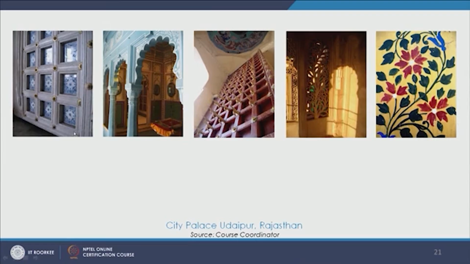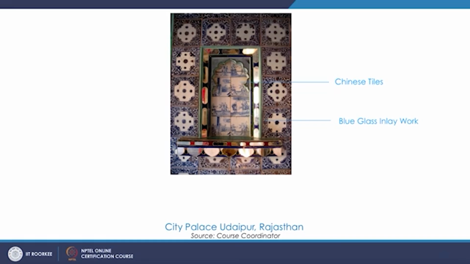Some more details. Here we see again some glass inlay, some timber and metal work. Here we see some surface painting, surface finishes. Here on the ceiling again we see some paintings. It is about the Ras Leela, and we see Lord Krishna over here. We see timber and metal work, again stone jali over here, and some surface narrative paintings, finishes. These are some Chinese styles.